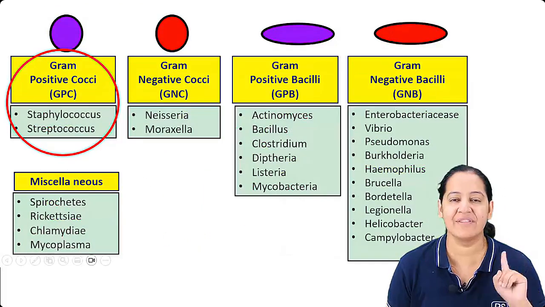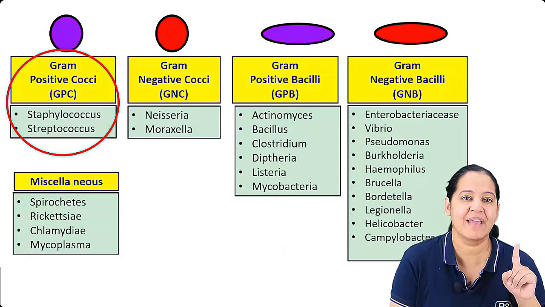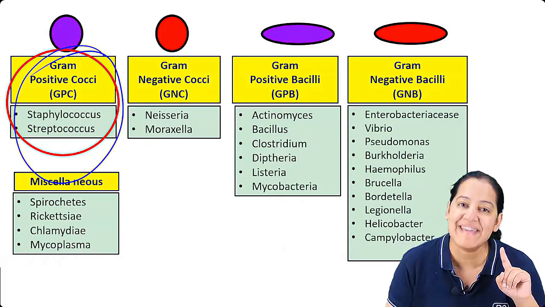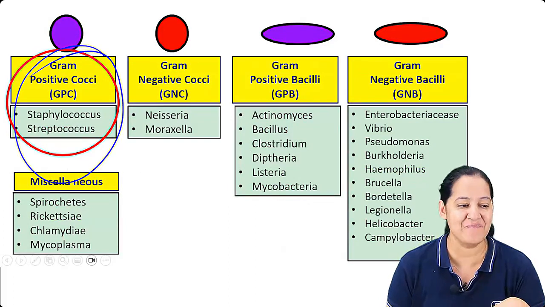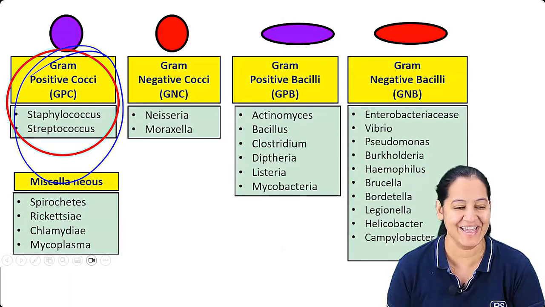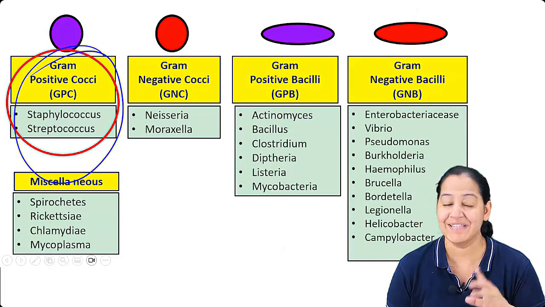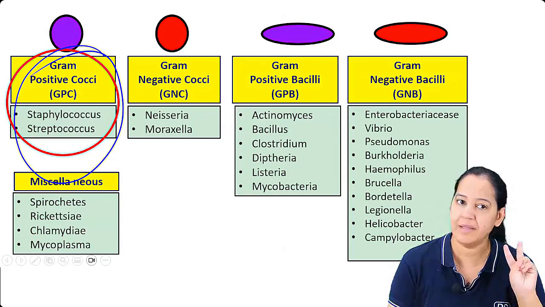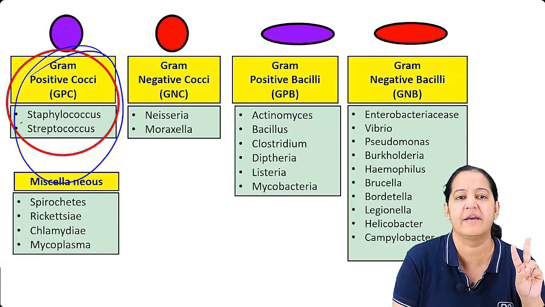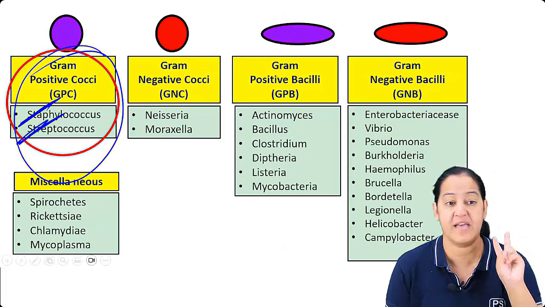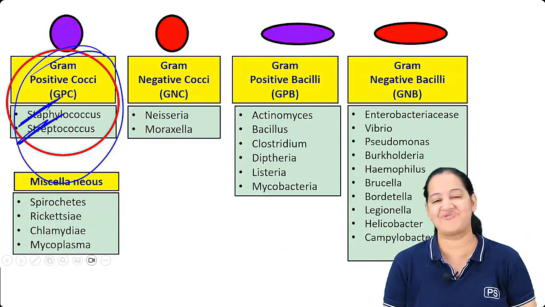Can I start with the first category? Are you people with me? Can I start gram positive cocci? Yes. Let's start with gram positive cocci. Okay, I'm starting with gram positive cocci. With this orientation, there are only 2 bacteria we have to study here, Staphylococcus and Streptococcus. I'm starting with staph and strep, the 2 bacteria.